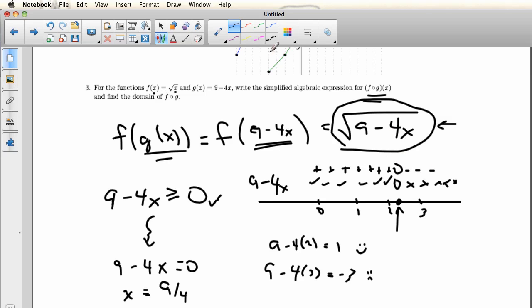So we can see from this analysis that the values of x that are good are all the x's at 9/4 and smaller. So x less than or equal to 9/4 is one way to say it. If you want to use an interval notation, you would say minus infinity to 9/4.